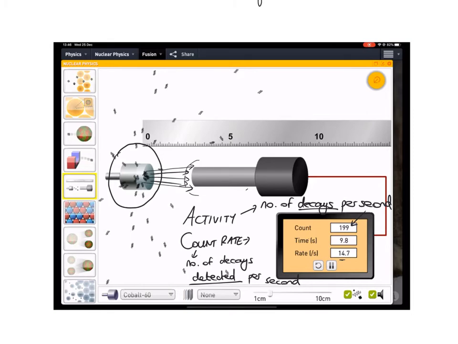So the count rate is a certain fraction of the activity. Clearly, if the activity decreases, then you'd expect the count rate to decrease by the same factor. It brings me on to another interesting point, which is, in fact, as well as detecting the radiation from this source, we're also detecting the background radiation. So our count rate is going to be slightly too high.